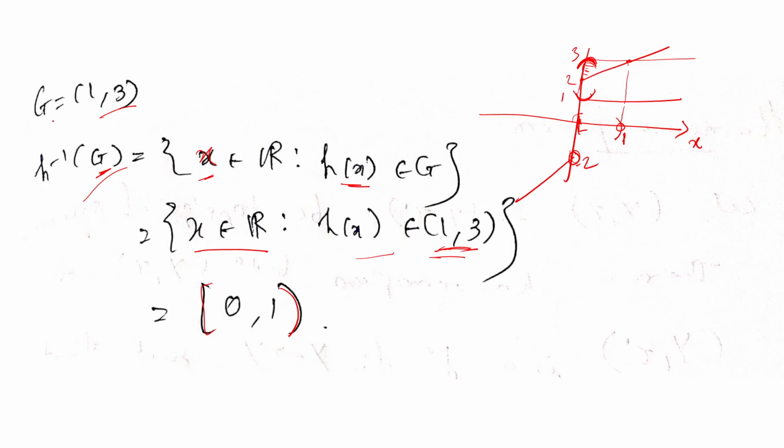By the definition. So if you are taking the open set G, that is open interval 1 comma 3, right? So what is the definition for finding the inverse image? So H inverse of G is given by the set X belongs to R such that H of X belongs to G, right? So basically you need to find all that X belongs to R such that its image, that is H of X, will belong to this interval.